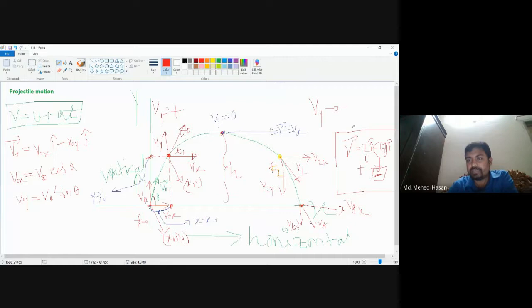And if the equation is given as, say, v equal to 2i, that means the object is at the highest point, since the y component is zero. Or if the question gives v equal to 2i plus 5j, that means the y component is positive, so the position is before the highest point. Okay, so this is basically for throwing the object from the ground to a certain point.